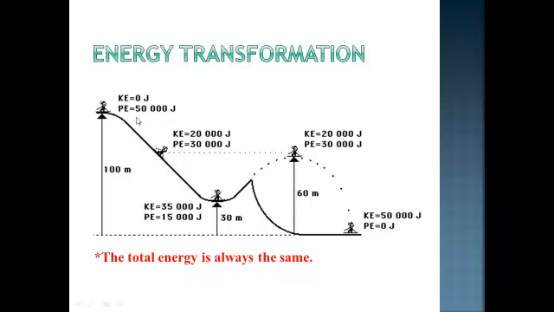So to summarize, what we have is the idea that total energy must be constant. It's always 50,000. It's just a matter of what type of energy it has, kinetic or potential.